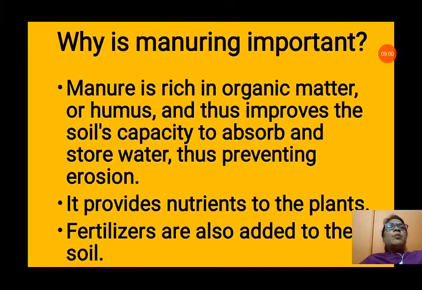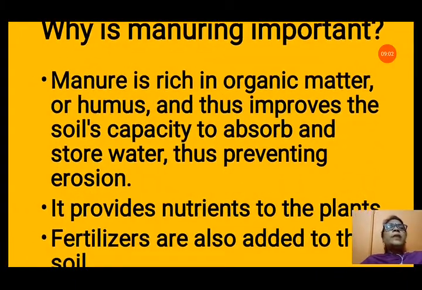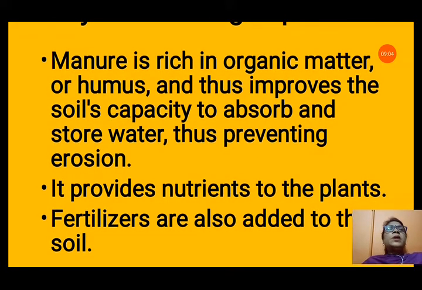Why is manuring important? Manure is rich in organic matter or humus. That means it is coming from living things, that's why it is rich in humus and thus improves the soil's capacity to absorb and store water. That is very important for plant growth and it prevents erosion also. It provides nutrients to the plants. Fertilizers are also added to the soil. So the humus provides the nutrients to the plant for growth and some fertilizers are also added in addition to manure to the field.